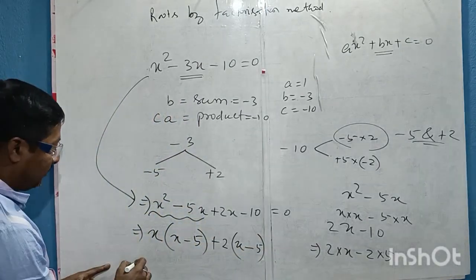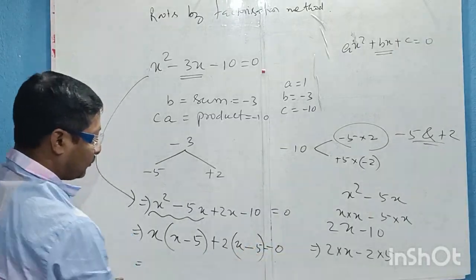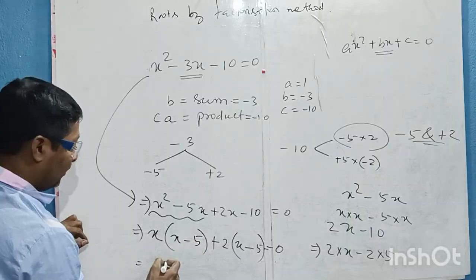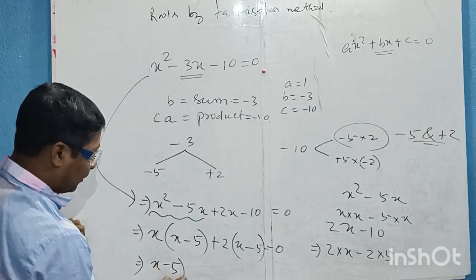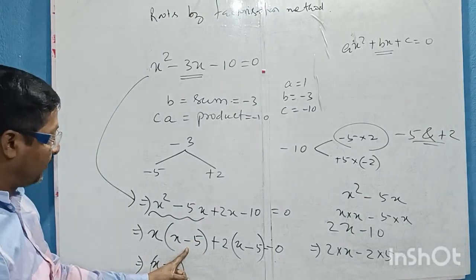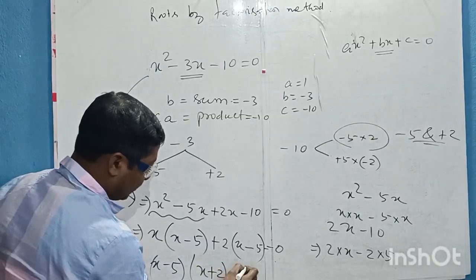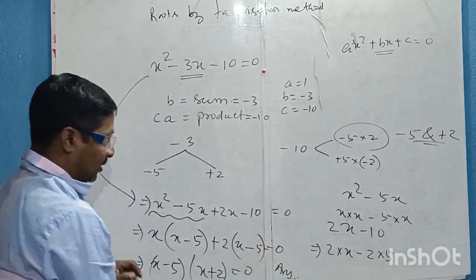Now take this. What is common between these two terms? x minus 5 is common. So take x minus 5 as one term. After taking x minus 5, here it will be x and here x plus 2. So this is the answer. This is the factorization.